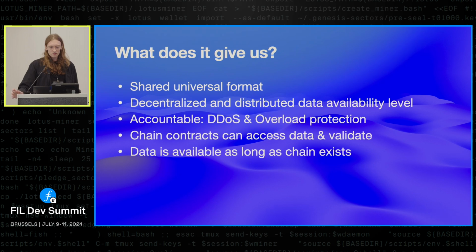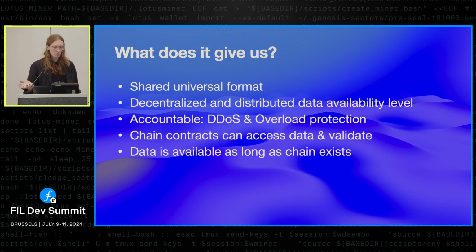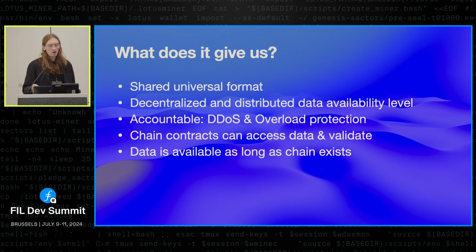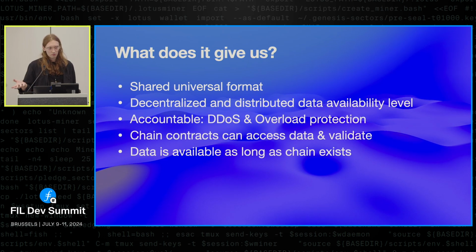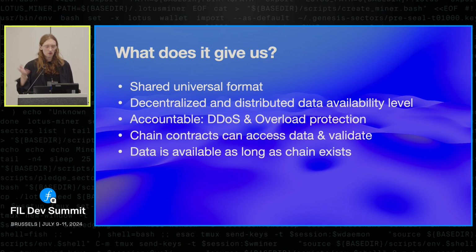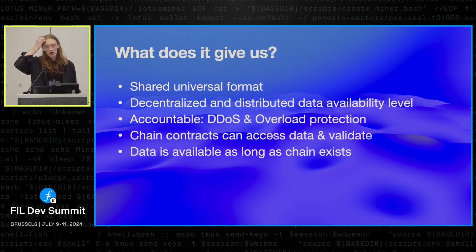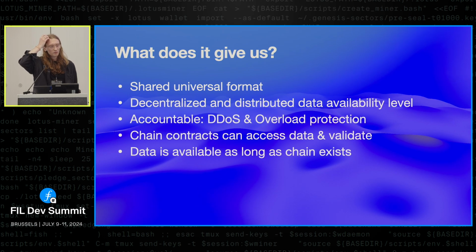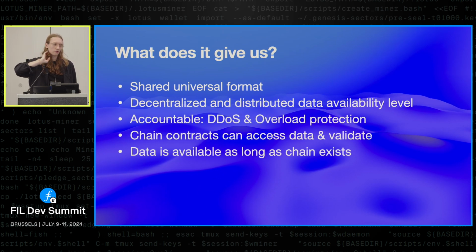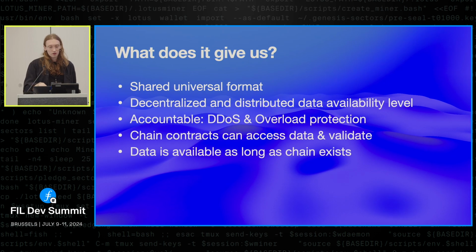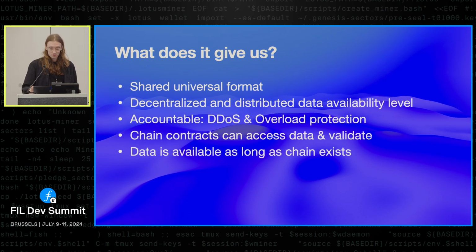And with this, we achieved that we have a shared universal format. We have a decentralized and distributed data availability layer. We make people accountable for putting stuff in our network, and it will solve those problems of overload protection. Also, we can create some proofs and validate stuff on chain in contracts, in FVM contracts. And data is available as long as the chain exists. So it's kind of good.